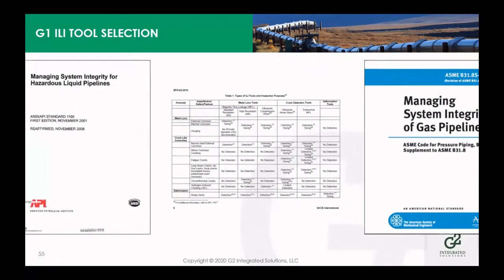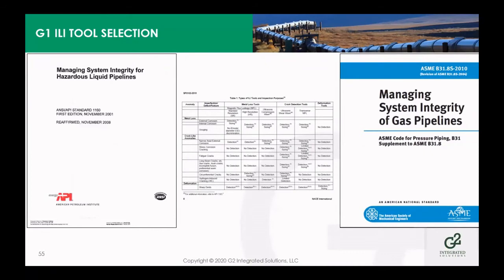And the selection of the inline inspection tool has also to be complemented with these two documents: the API recommended practice 1160, managing system integrity of hazardous liquid pipelines, and the B31.8S, managing system integrity of gas pipelines, which is more towards our operators today. This document provides the information necessary to develop and implement an effective integrity management.